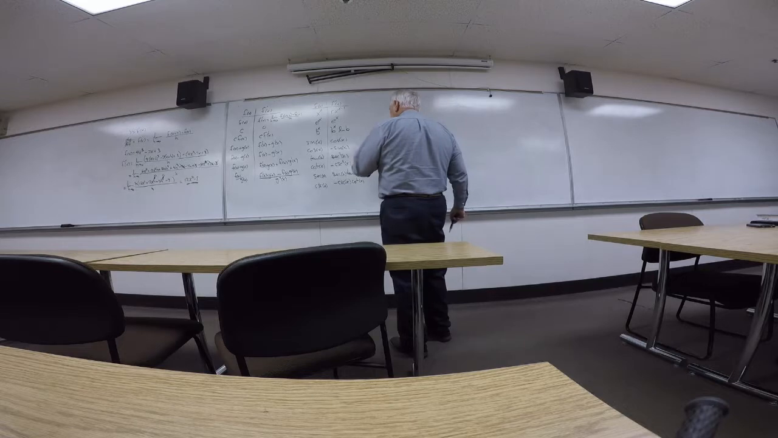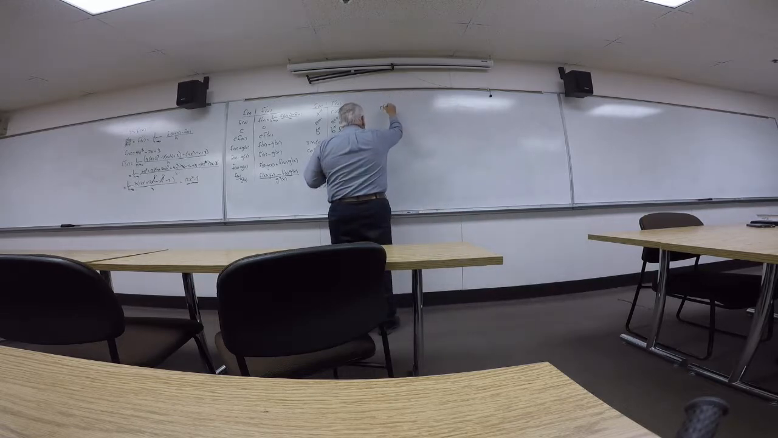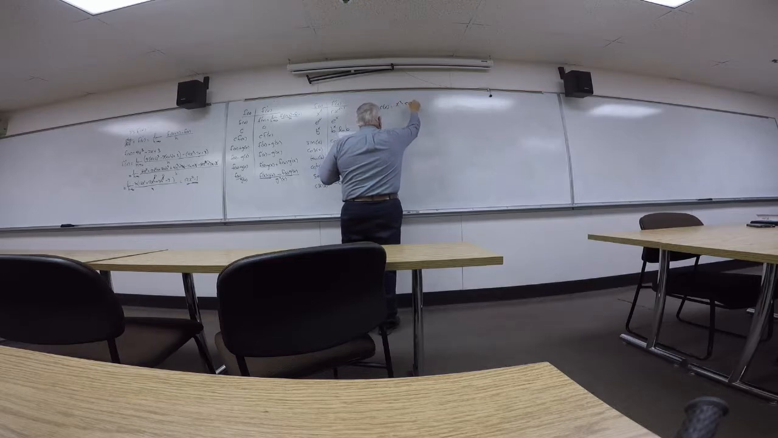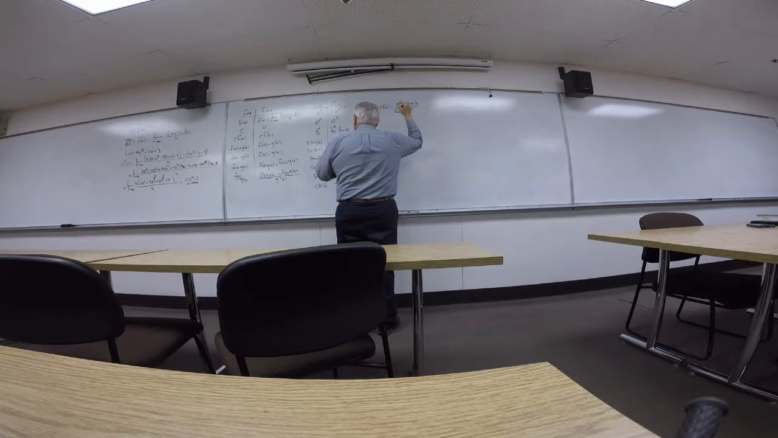So the first one is a rational function. R of x is x squared minus 5x plus 3 divided by 2x cubed minus 7x squared plus 1.